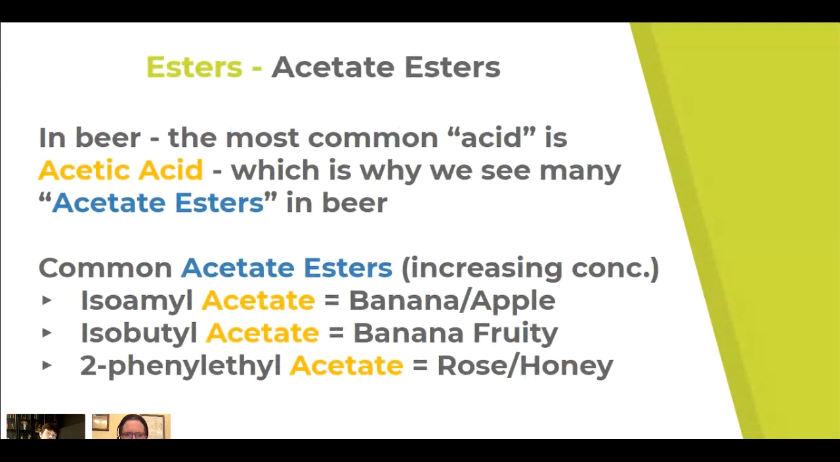Which then brings us to the other class of esters we're going to talk about, which is acetate esters. In beer, the most common acid here is acetic acid, where the acetate portion comes from. And you're probably all very familiar with some of these. So isoamyl acetate is the banana flavor or apple. Very common in Hefeweizens and sometimes wits and saisons. It's that kind of iconic banana ester. We also have isobutyl acetate, which is banana and fruity, and 2-phenyl ethyl acetate, which is more of a rose and honey characteristic.